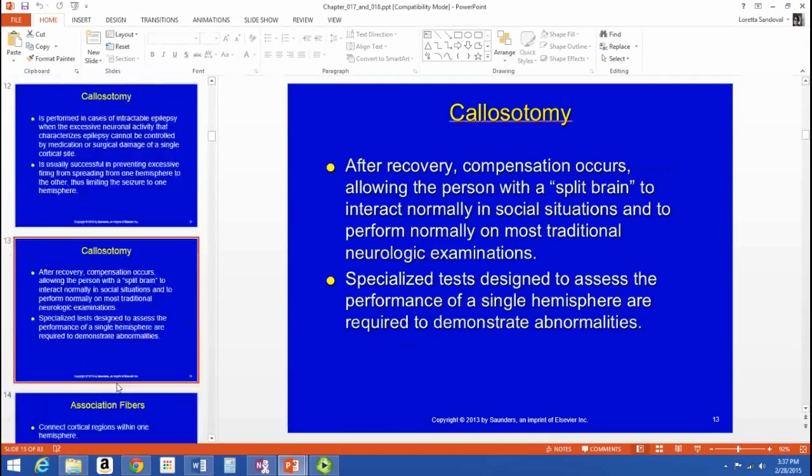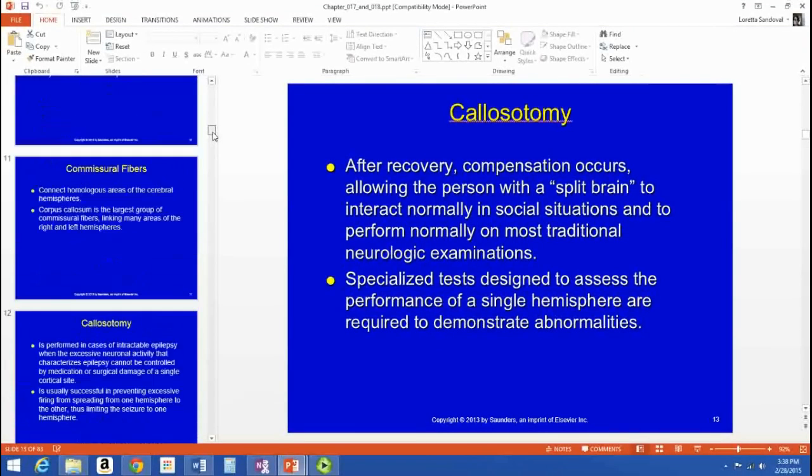After people recover from this, they have what they call a split brain, and they can interact normally, which I think is amazing, that you could do something major like that and people can still interact normally. And they can perform normally on most traditional neurologic examinations. They have some specialized tests where they have a split screen and one eye is looking at one side of the screen and one eye is looking at the other, or they do things on either side of the body where they can assess the performance of a single hemisphere. And it's kind of a neat idea.